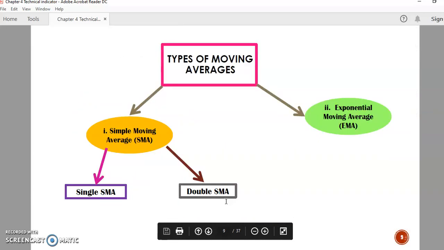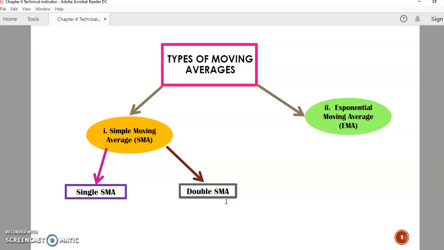Okay. We have two types of moving average. First, we have simple moving average. Second, we have the exponential moving average. What makes the difference between simple moving average and the exponential moving average is the formula for the calculation. For simple moving average, we can have a single moving average or a double moving average.